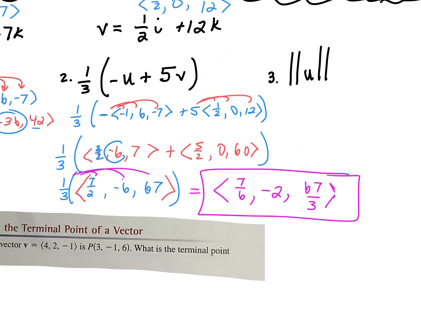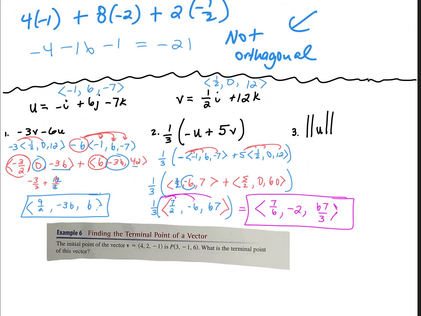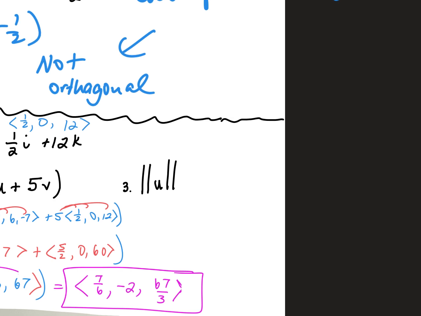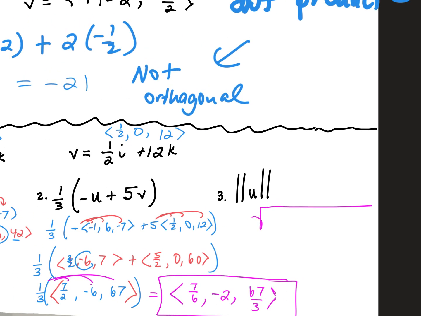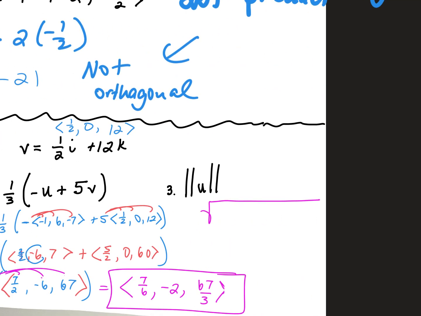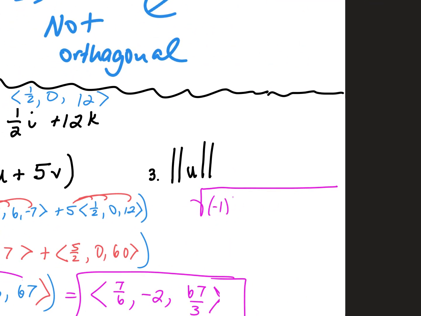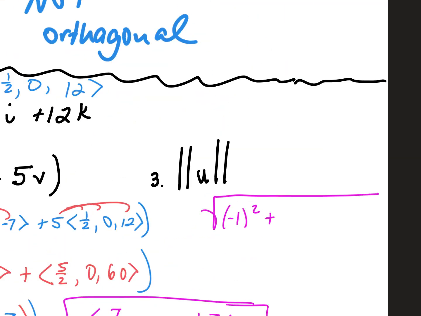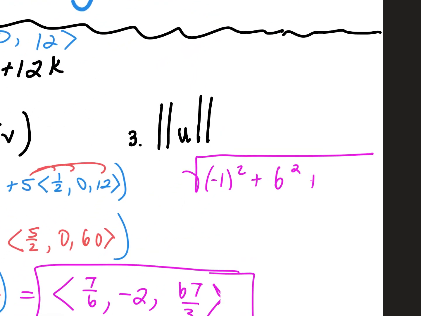Everybody good? All right, last one, magnitude. We're going to take the u vector and find the magnitude. So I'm going to square each piece of my vector and add it together. So I have -1 squared plus 6 squared plus -7 squared, and then we take the square root.